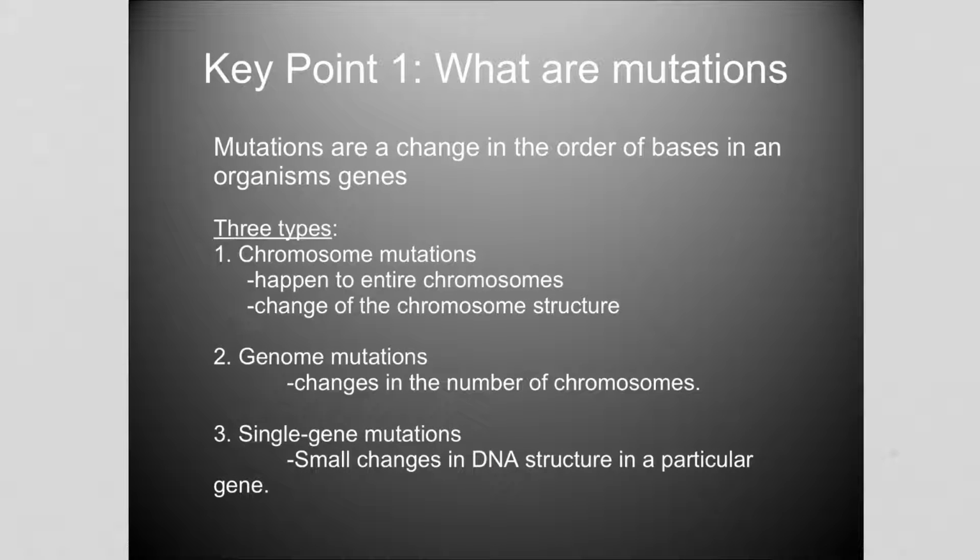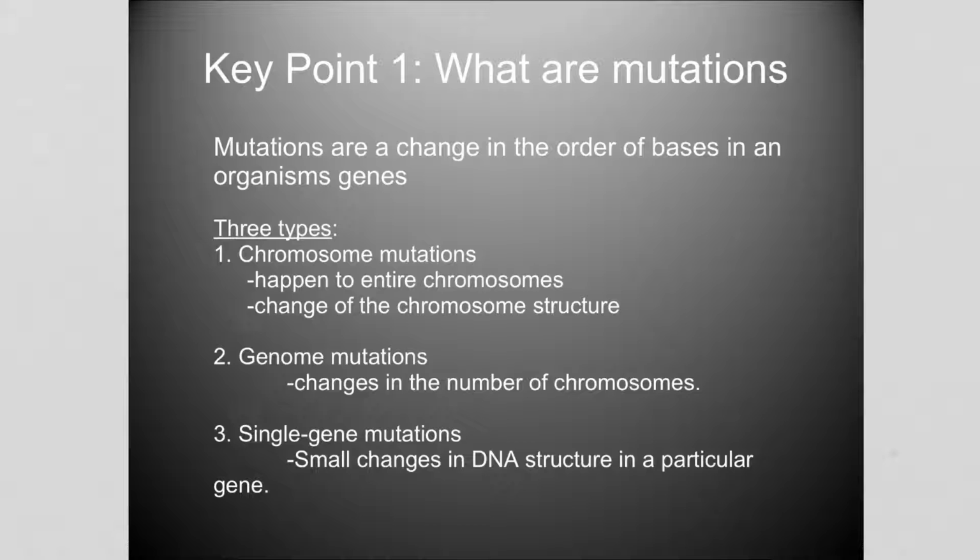So let's just remember that mutations are a change in the order of bases in the genes, right? So you have these A's, T's, C's, and G's. A mutation is just when we change your genetic code, and that results in changes in your proteins. We've already talked a lot about different types of mutations. We talked about chromosome mutations, where you might change the shape of a chromosome, or genome mutations, where you may lose or gain a chromosome.